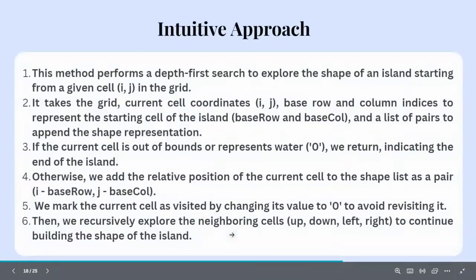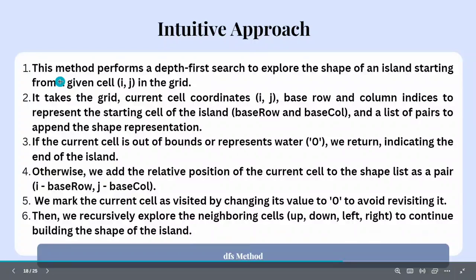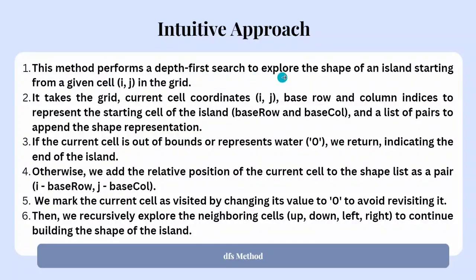And then now let us see the DFS method. This method performs a DFS search to explore the shape of an island starting from the given cell I, j in the grid. It takes the grid, current cell coordinates, that is the I and j given by the function call, and base row and column indices to represent the starting cell of the island, that is the reference values, and a list of pairs to append the shape representation. If the current cell is out of bound or represents the water, or it has been already visited, the function call will be returned.